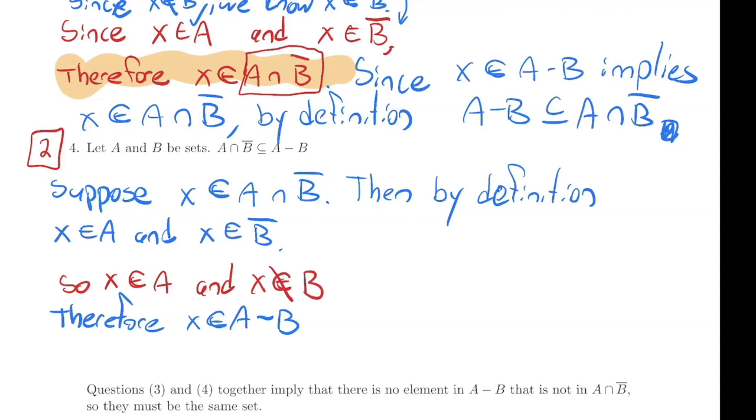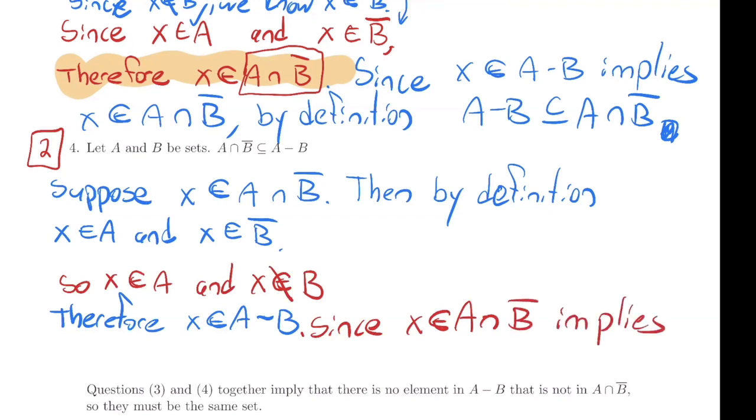Good. I think that's exactly what you were saying there with your group. So thanks, Kaden. Yeah, and so since X is in A intersect B hat, or B complement, this implies X is in A minus B. This would be enough to say that A intersect B complement is a subset of A minus B.